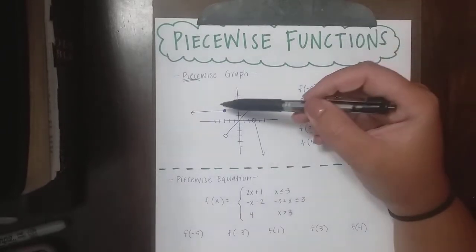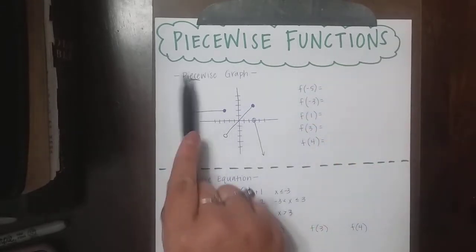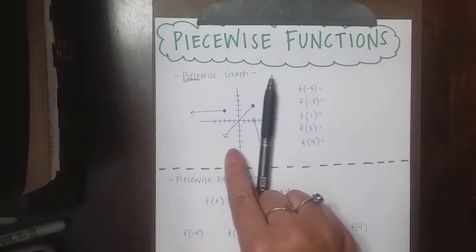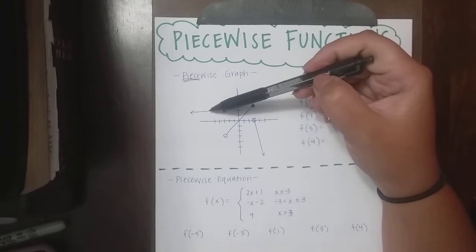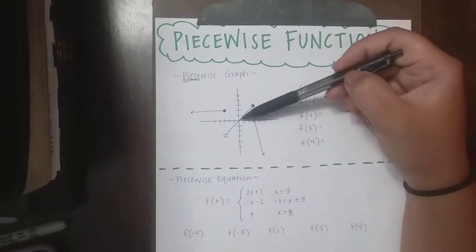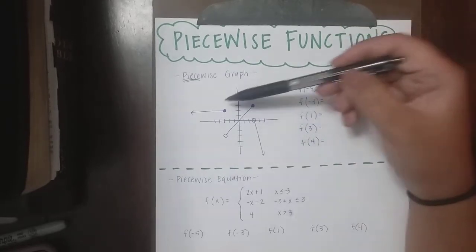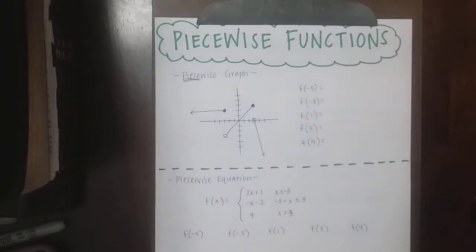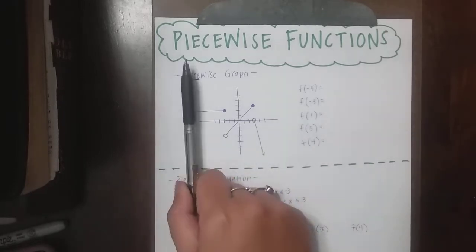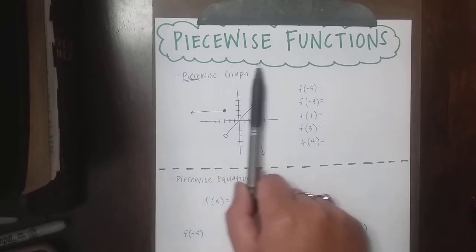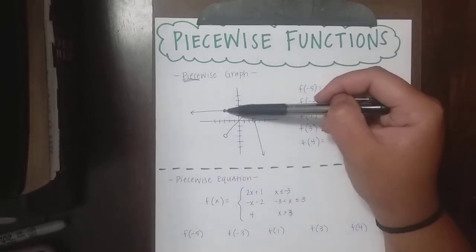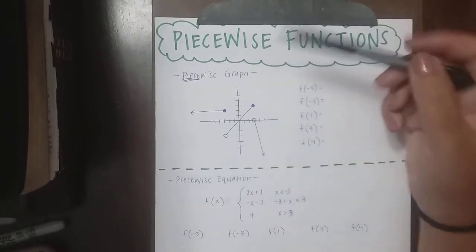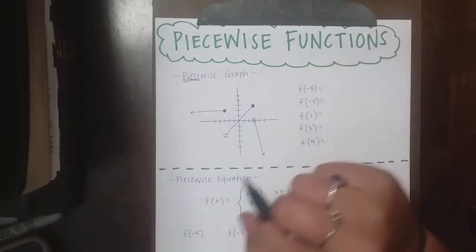So as you can see, it's a function. It passes my vertical line test, and we'll talk about that in a second. But I have one line here, one line here, and one line here. So I have three different lines put together to make one graph, right? Now remember, a function means that you have no repeating x values, and it passes your vertical line test. So it's pretty easy for the most part, except for where my lines end, right? And then we got these weird open and closed circles.